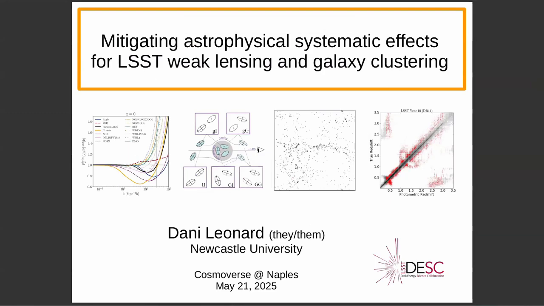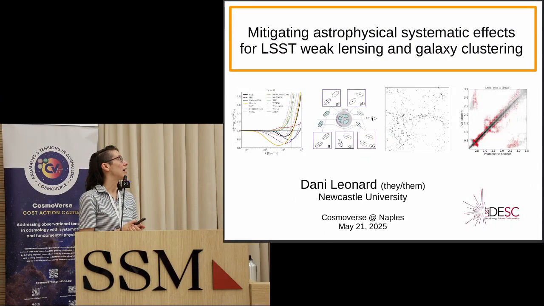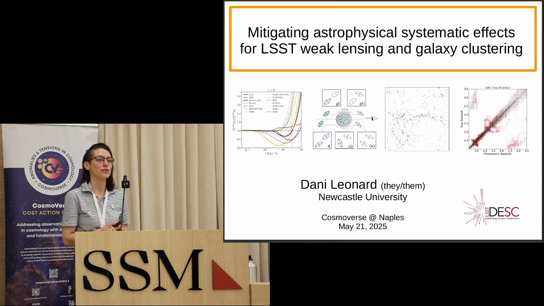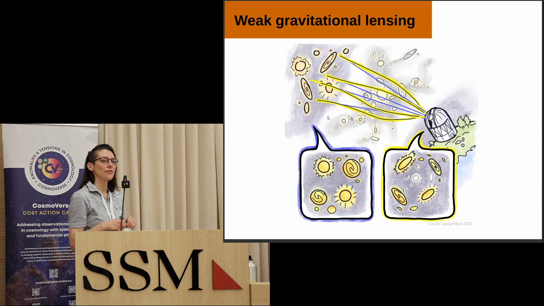I'm at Newcastle University. I'm going to start us off by speaking about astrophysical systematics for weak lensing and clustering with a focus on LSST. I'll talk about four different types of systematics we might care about, but I'll get into that. I know we have a variety of people with different expertise, so I was going to give a quick introduction to weak lensing just to remind us all what we're talking about.